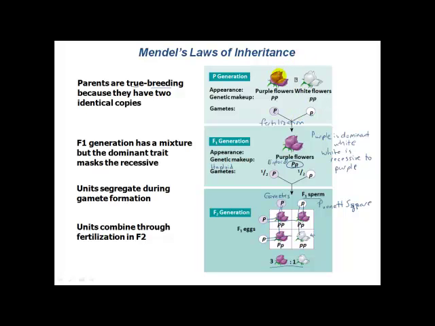Okay, so what we've been talking about here is a cross involving one gene with two contrasting alleles, right? So one gene, the gene determining flower color, and we've got two contrasting alleles being inherited here, the purple flower allele versus the white flower allele. This is referred to as a monohybrid cross. You're creating a hybrid generation for only one gene, right?